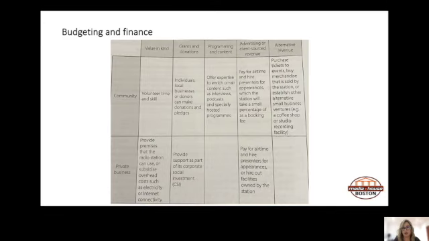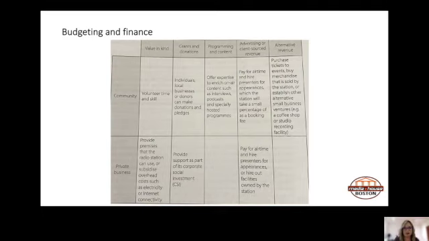And then lastly, alternative revenue. The community can purchase tickets to events, buy merchandise that is sold by the station, or establish other alternative small business ventures. So for example, a coffee shop or a studio recording facility.